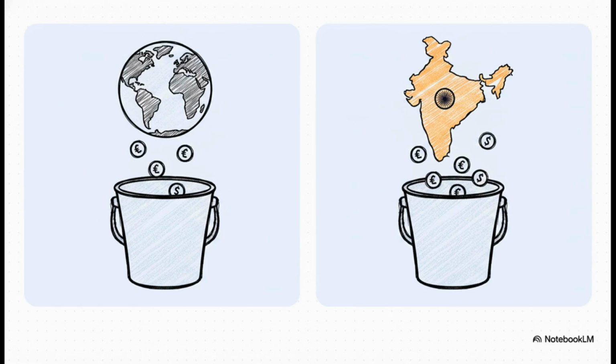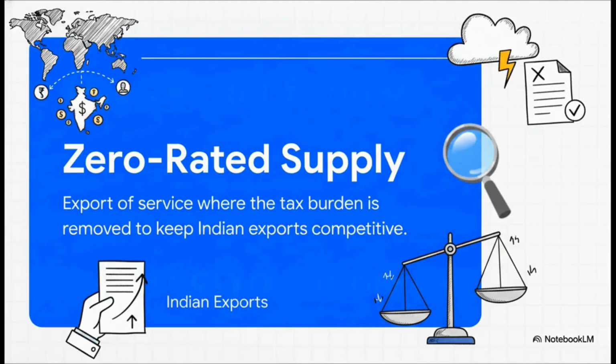But Bucket 1? That is an entirely different story. Bucket 1 actually qualifies as a zero-rated supply. Since Google Asia Pacific or Google Ireland sits completely outside India, and because they pay you in convertible foreign exchange like US dollars, the law considers your AdSense income an export of service. And zero-rated doesn't just mean tax-free by accident. It means the government deliberately removes the tax burden to keep Indian exports competitive on the global stage. So you don't pay out-of-pocket tax on this as long as you follow these strict export rules.